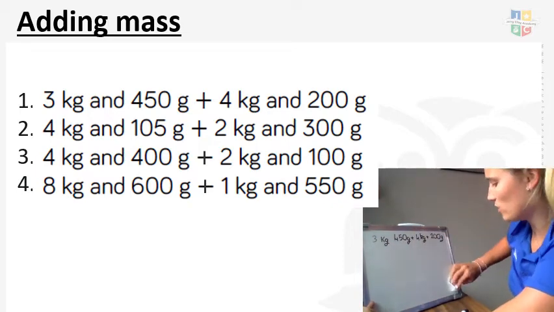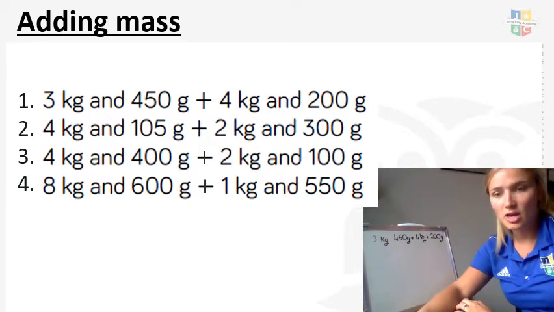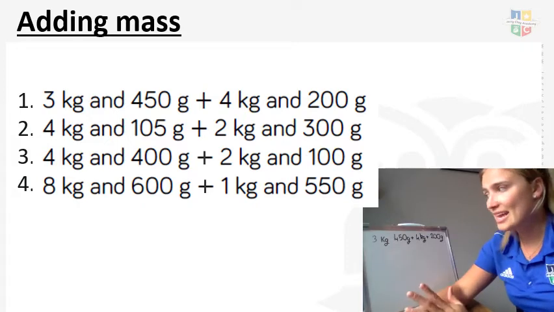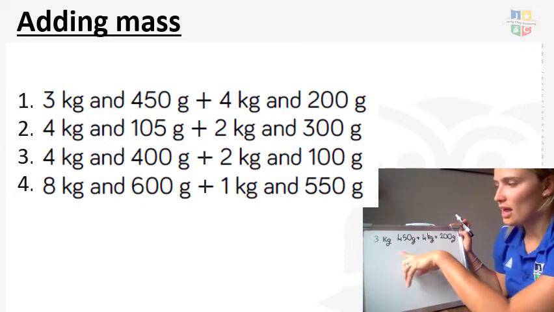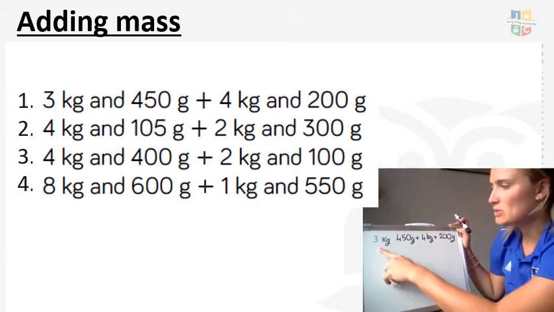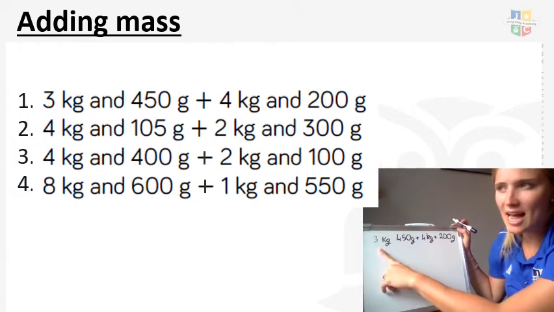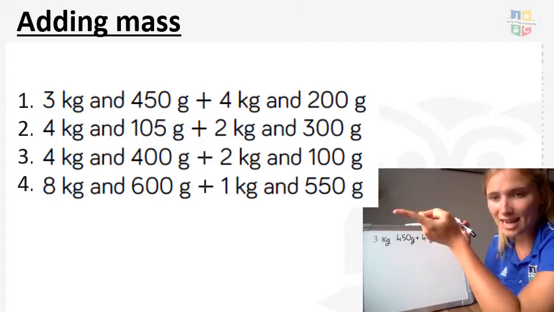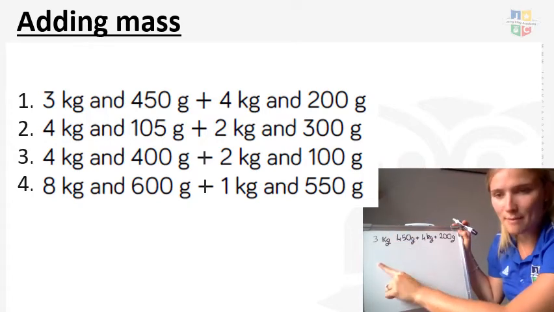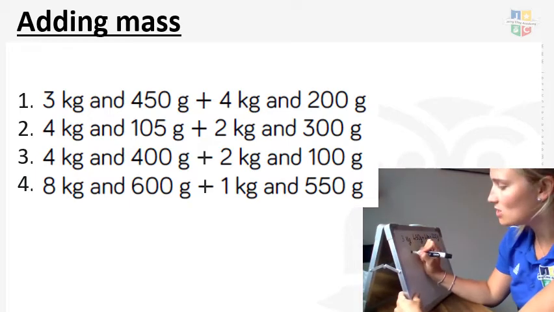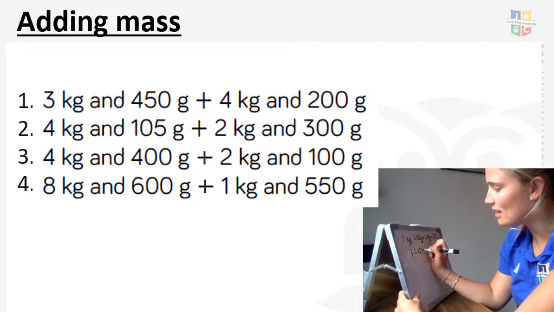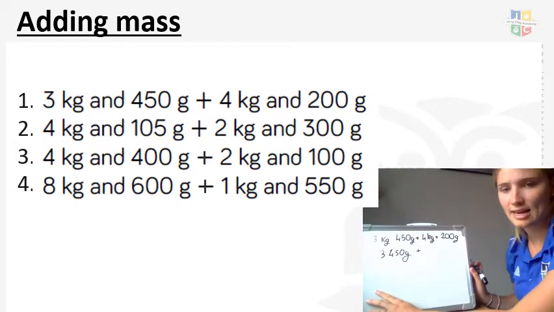So the second method, what you could do is we can convert them. So we can put them both into grams. For example, I already know I've got 450 grams, but I've also got 3 kilograms. I know that in 1 kilogram there is 1,000 grams. So in 3 kilograms, I'm going to have 3,000 plus my 450. So I'm going to have 3,450 grams on this side.